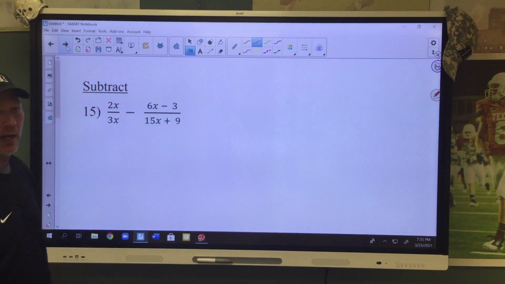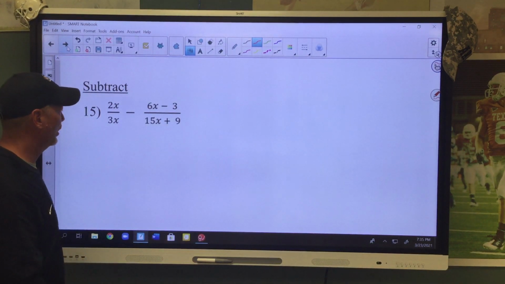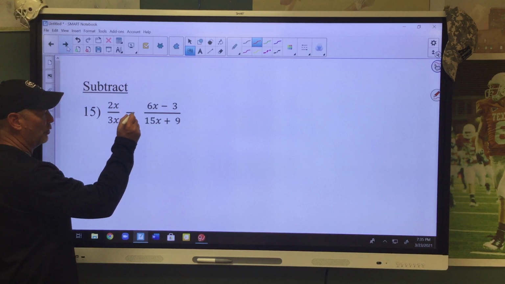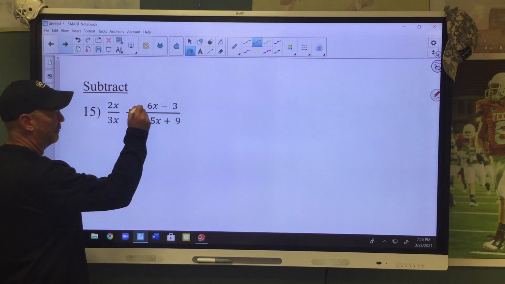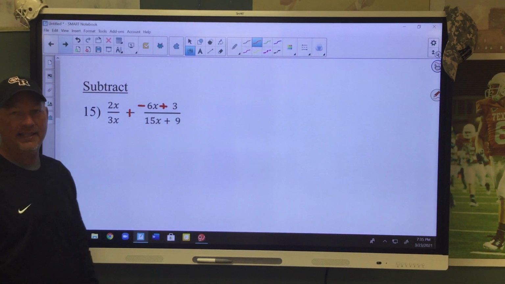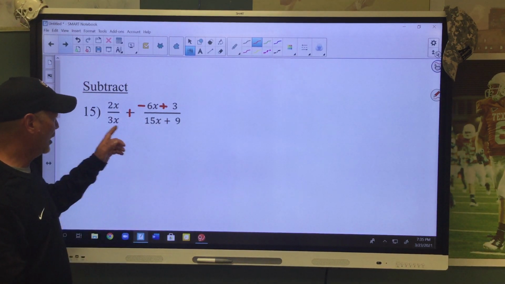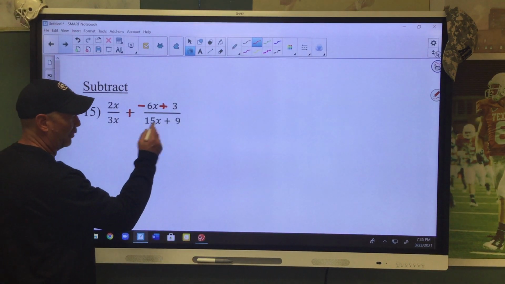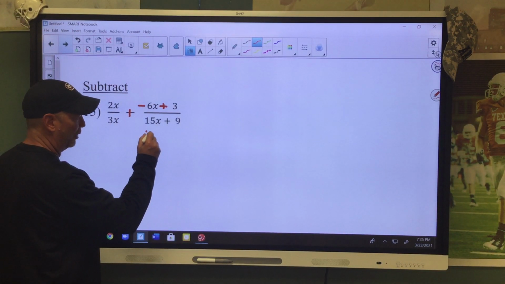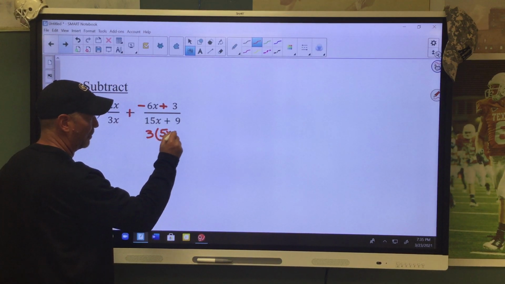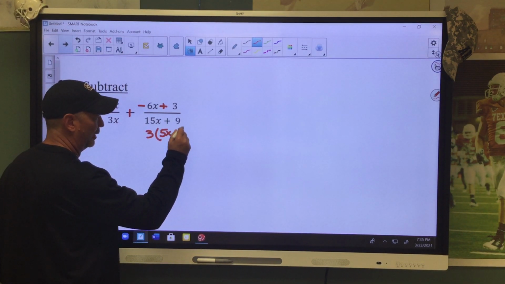So this one is subtract. Okay? So we're going to subtract. When we see this minus sign, I'm going to ask you to distribute that negative so we don't forget to do it at the end. And now we're trying to get a common denominator. I'm going to factor out, I have a 3 in common here. I have a 3, and that's going to leave me with 5x plus 3.